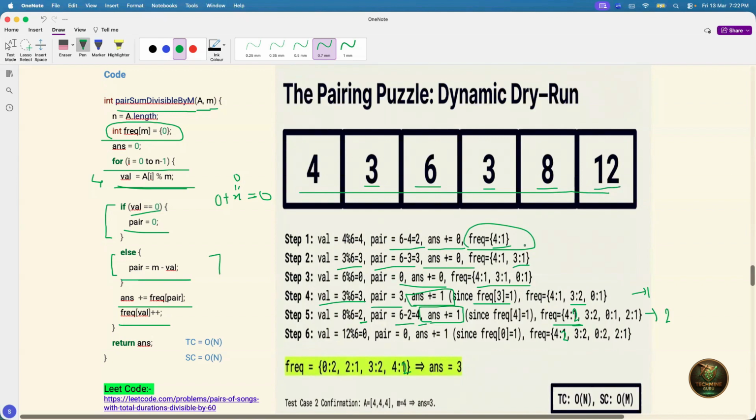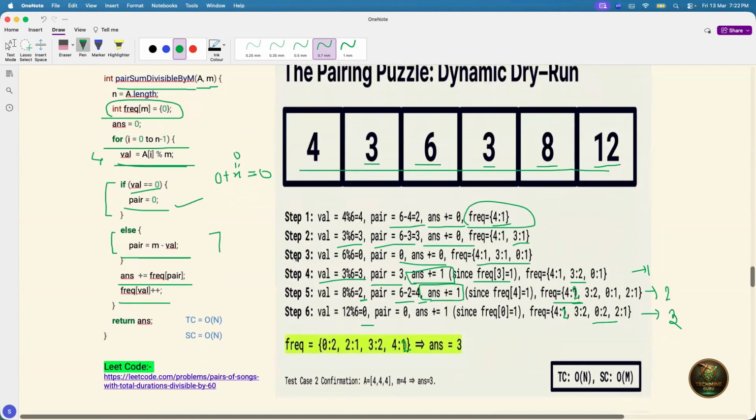And similarly, for the last element, 12 mod 6 will give the result as 0. This will come in this block, and it will see that 0 is already present in the array. So it will again add 1 to the answer. Now the answer will be 3. And since 0 was already present in the array, the frequency of 0 will increase to 2. So now you have seen how we have mapped this dry run with our code.